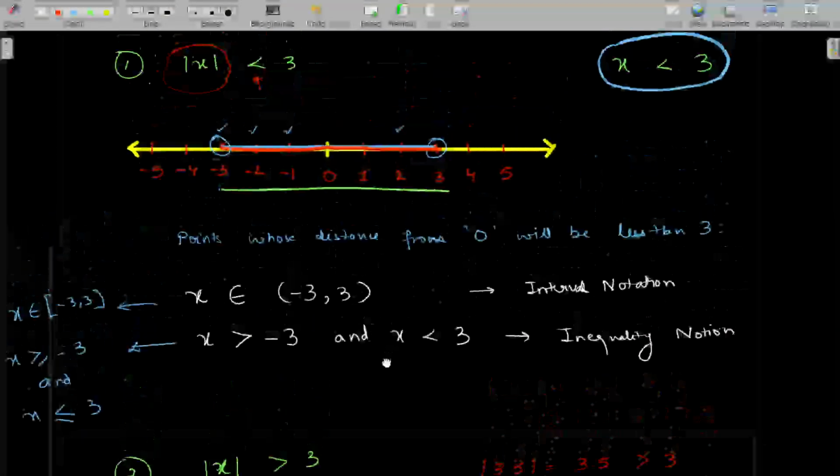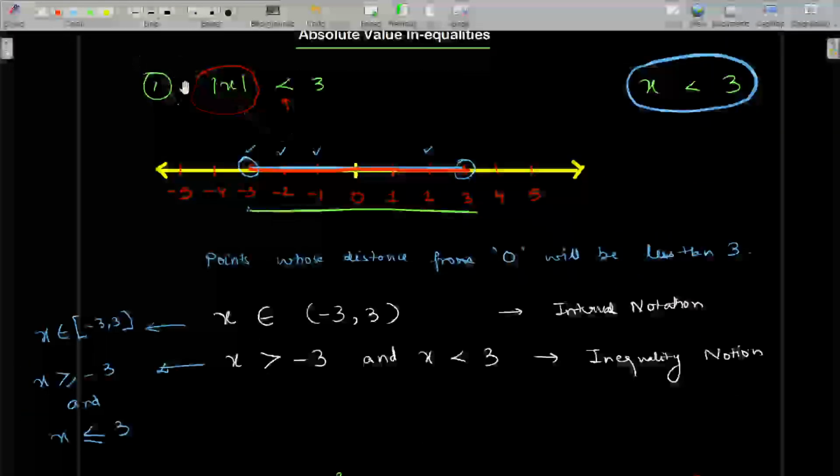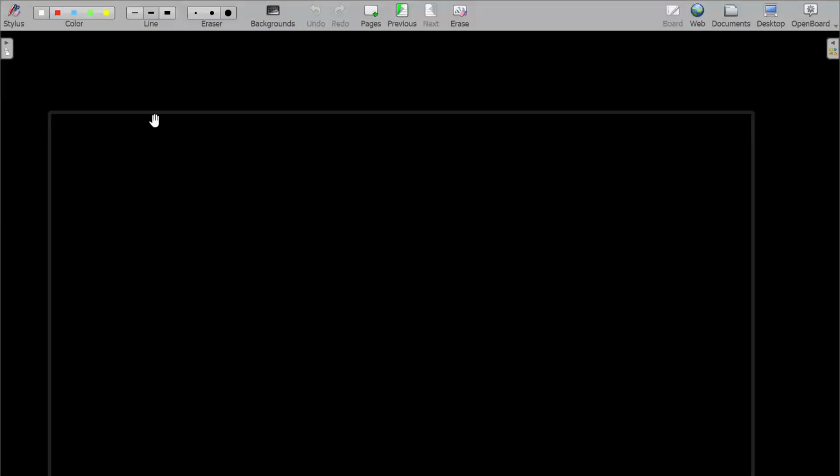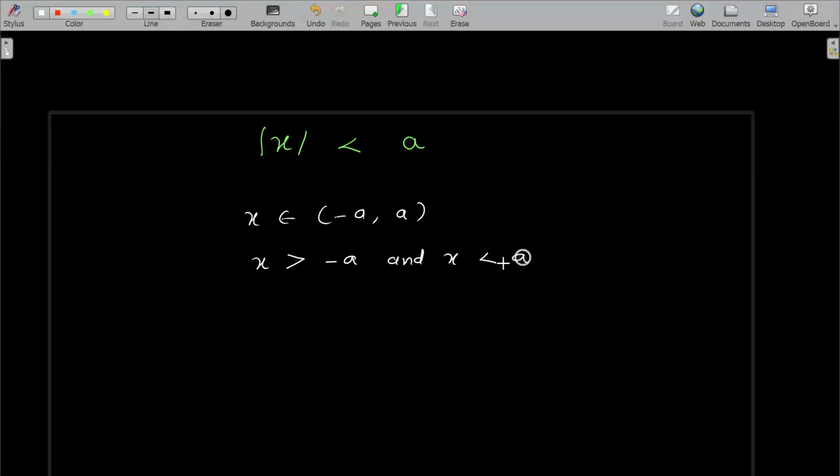Now we will write a general solution for the two cases that we did. If we have absolute value of x less than a, where a can be anything, then the solution will be: x belongs to negative a to a. Or we can say x is greater than negative a and x is less than a.